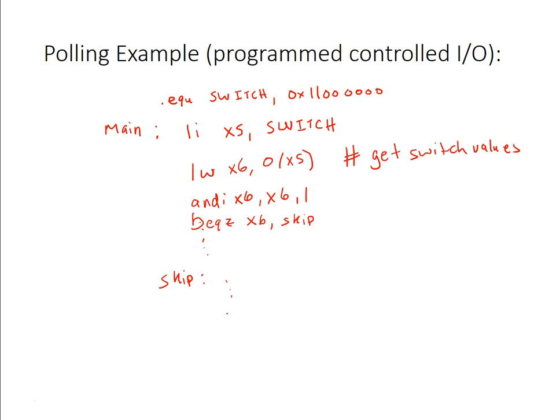Okay, but remember, we have to be continuously checking the switch. We want to see if it's turned on, so I'm going to have to come back and reread the switch again. So at the bottom here, we're going to have an unconditional branch or a jump back to the load. And I'll just continue to do this until the switch is set. So this is what we call polling, and it's one style that I can use to access I/O. I'm continuously checking the input, reading that value until it changes.